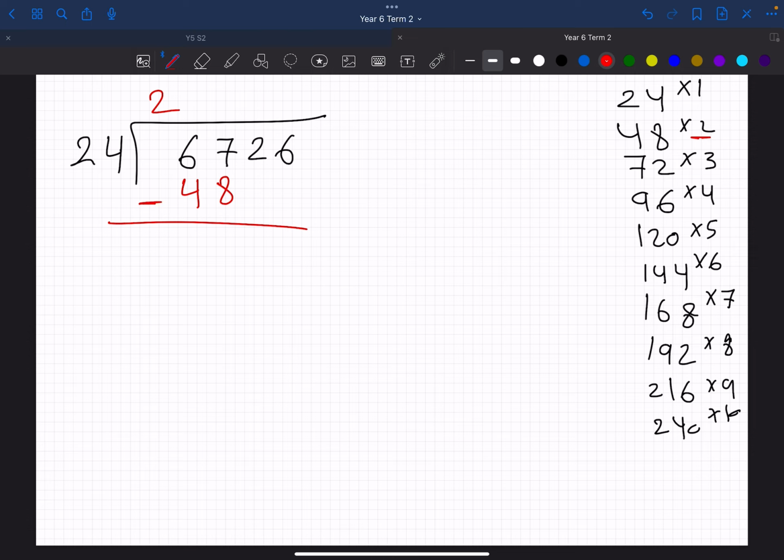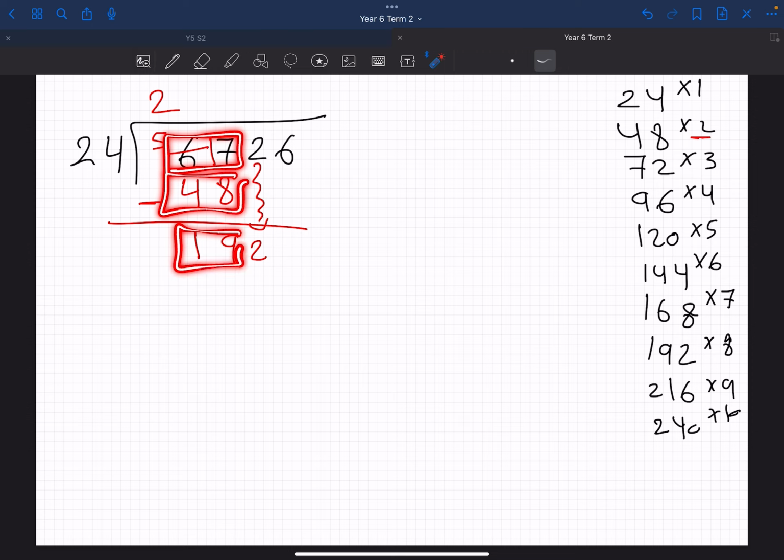Subtract. 7 minus 8, I can't. I have to borrow. This will be 5. This will be 17. 17 minus 8, 9. 5 minus 4, 1. Am I finished? No, I'm not finished. I subtracted. Okay. Do I have 19 in the times table of 24? I don't. So what do I do now? I put down the what? The 2. And because I subtracted this number by this number and it gave me 19, I don't have to add anything here because I subtracted already. So I only need to put 2 down.